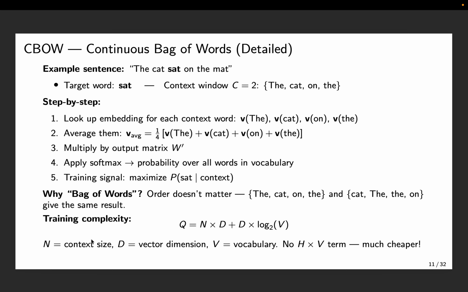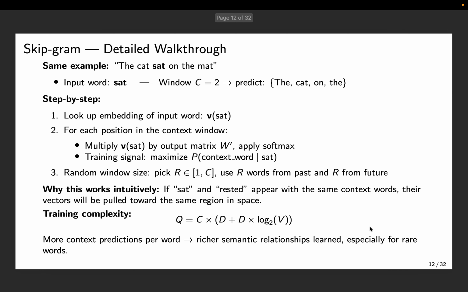The training complexity is Q = N x D + D x log2(V). Notice no H term, no hidden layer multiplication, and we use log2(V) instead of V, thanks to hierarchical softmax, which we will explain in the next few slides. This is dramatically cheaper than NNLM or RNNLM.